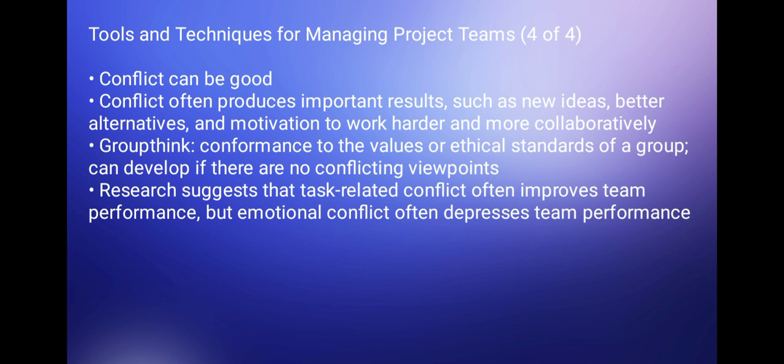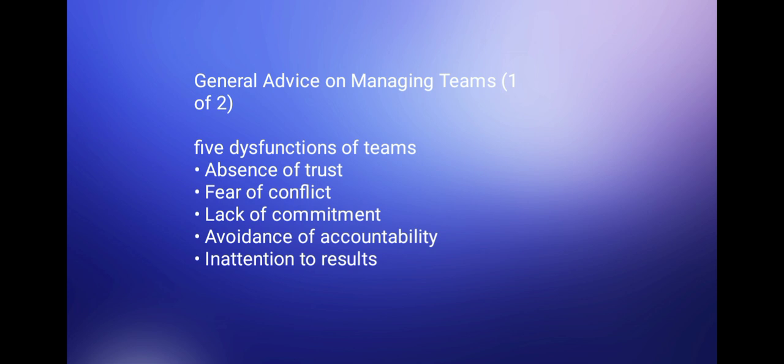So next is general advice on managing teams, 1 of 2. To avoid failure, we must avoid the 5 dysfunctions of a team. These are absence of trust, fear of conflict, lack of commitment, avoidance of accountability, and last is inattention to results.